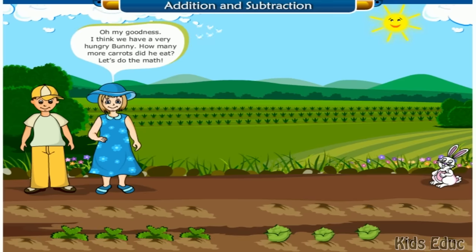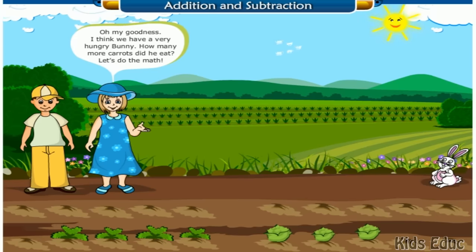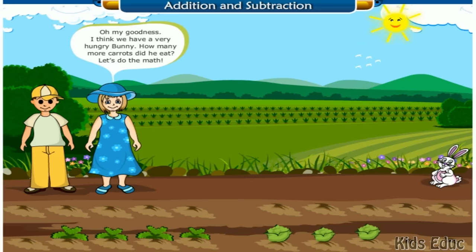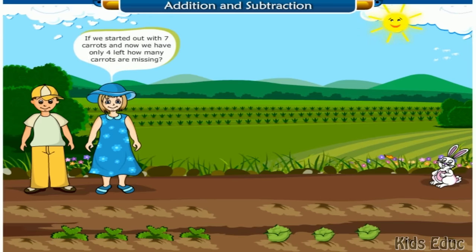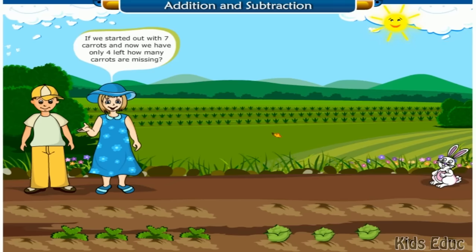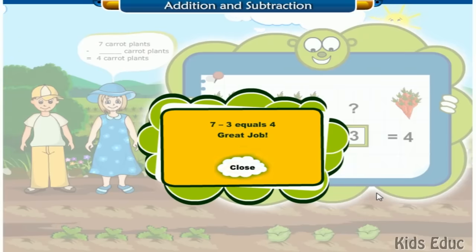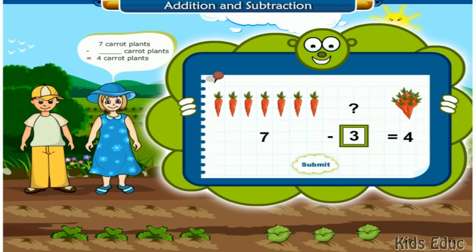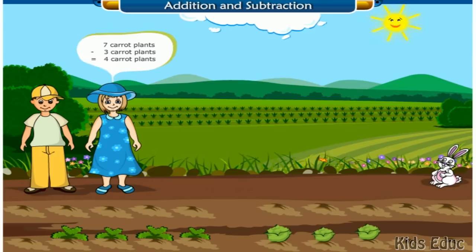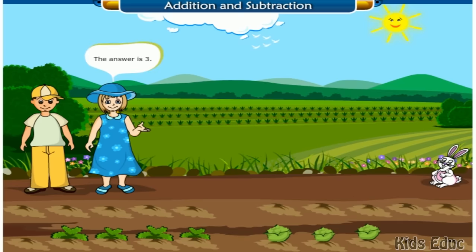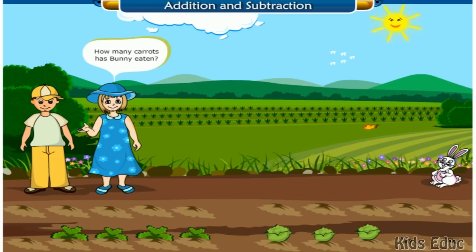Oh my goodness! I think we have a very hungry bunny. How many more carrots did he eat? Let's do the math. If we started out with 7 carrots, and now we have only 4 left, how many carrots are missing? 7 carrot plants minus carrot plants equals 4 carrot plants. 7 minus 3 equals 4. Great job! 7 carrot plants minus 3 carrot plants equals 4 carrot plants. The answer is 3.